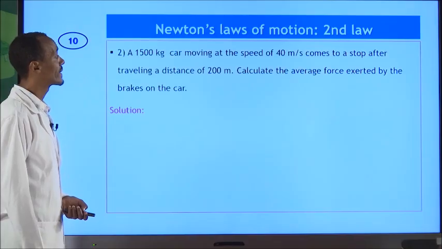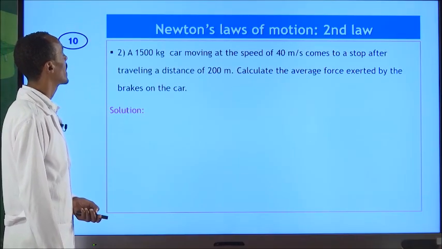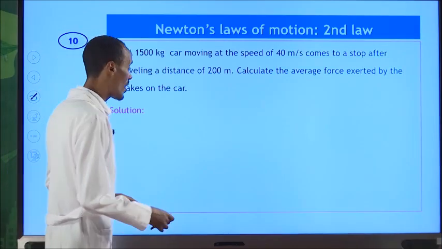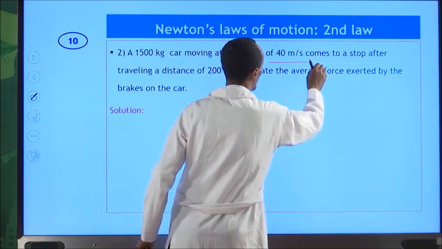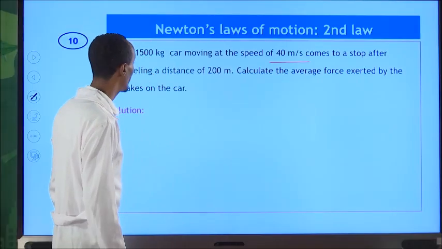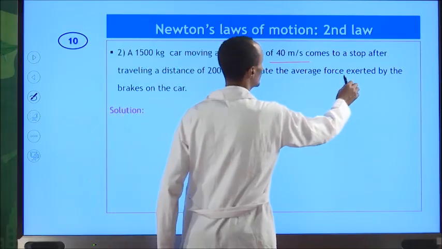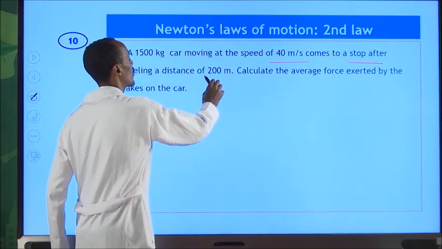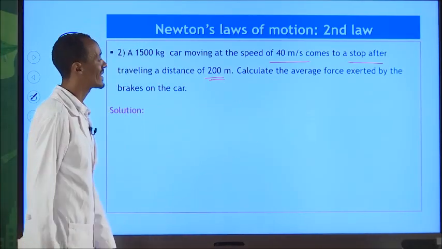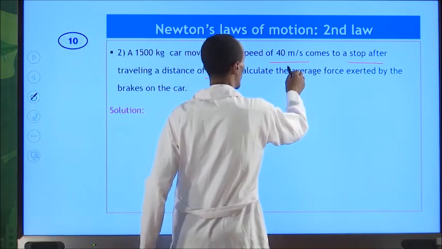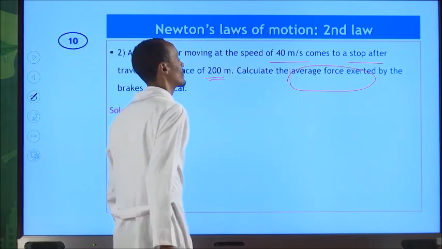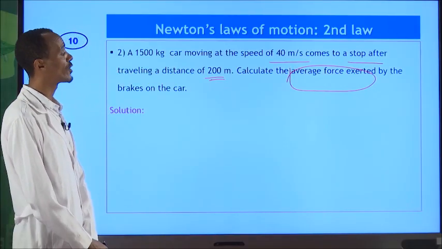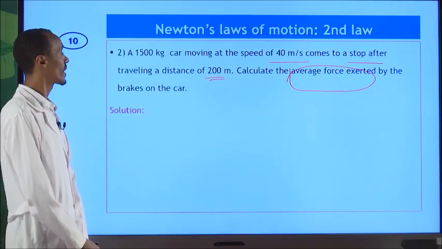Okay, let's see another example. Assume a 1,500 kilogram car is moving at a speed of 40 meters per second. This is the initial velocity, and after traveling some distance it comes to a stop, after traveling a distance of 200 meters. Calculate the average net force exerted on the object. Students, take time and find the average force exerted on the brakes of the car.